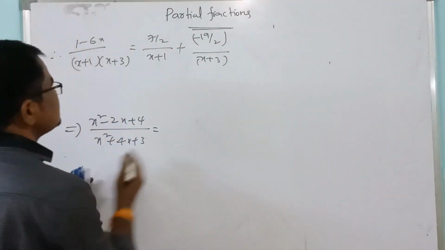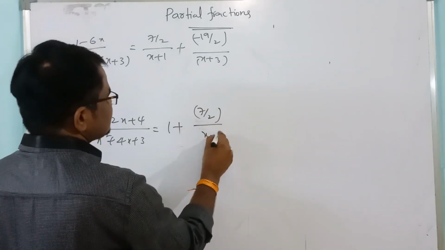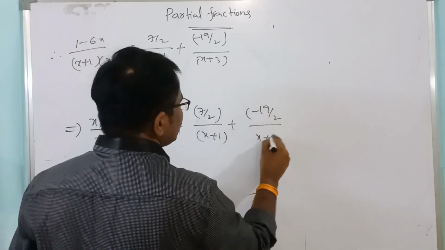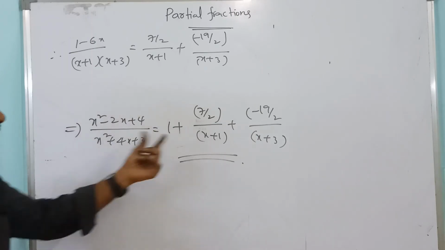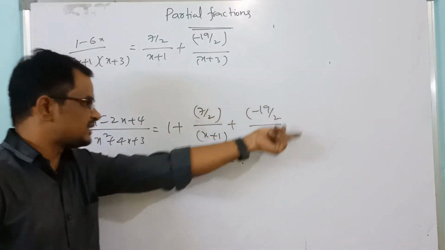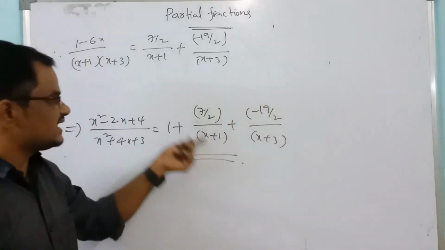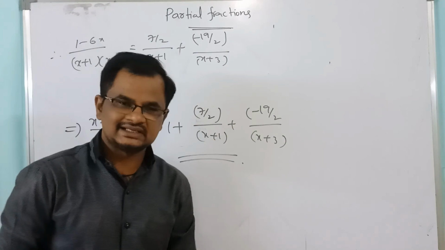this can be written as 1 plus (7 by 2) by (x plus 1) plus (minus 19 by 2) by (x plus 3). So like this we have to simplify finally. So 1 plus (15x minus 14) divided by (x plus 1)(x plus 3) can be written like this. So this is the proper solution, right?